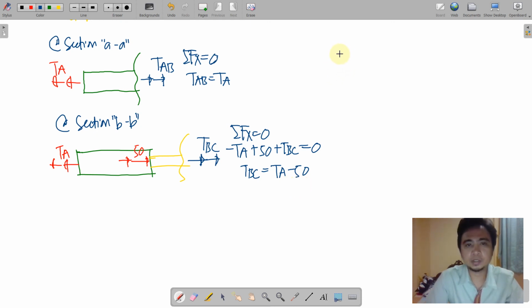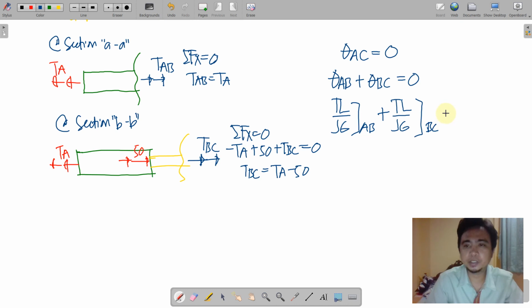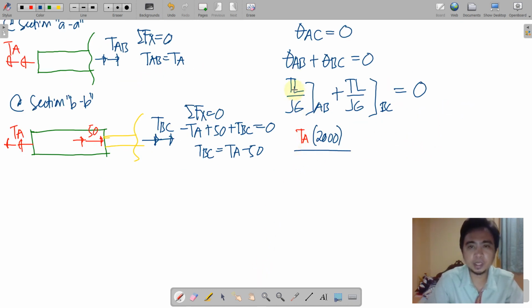Then we write the rotation equation from A to C, wherein A and C are restrained so that a 0 rotation is incurred. We expand the theta AC. Expanding it further, we have TL over JG for AB plus TL over JG of BC. We just equate that to 0. Substituting it further, TAB is TA here. The polar moment of inertia for 200 mm diameter, and the 8000 modulus of rigidity.